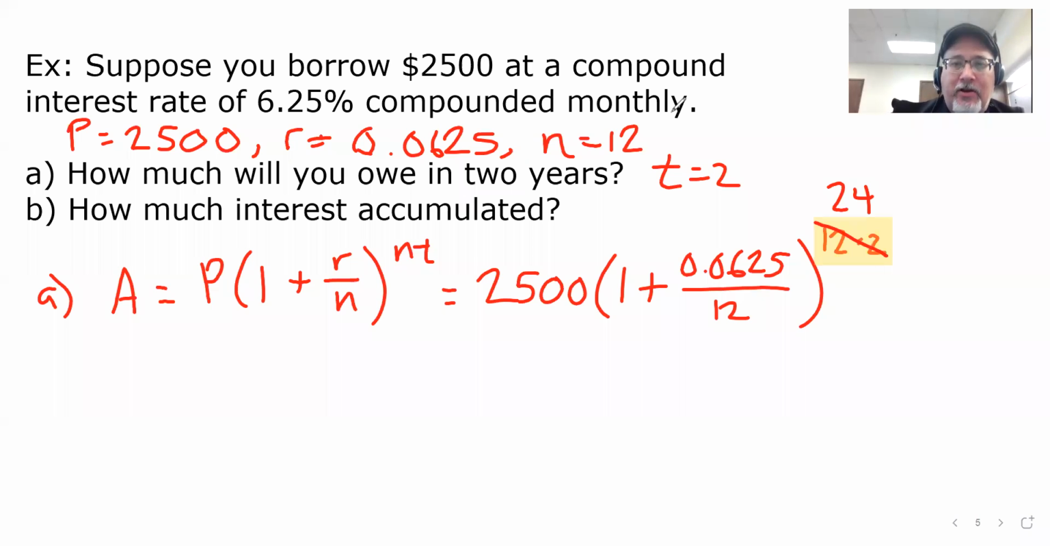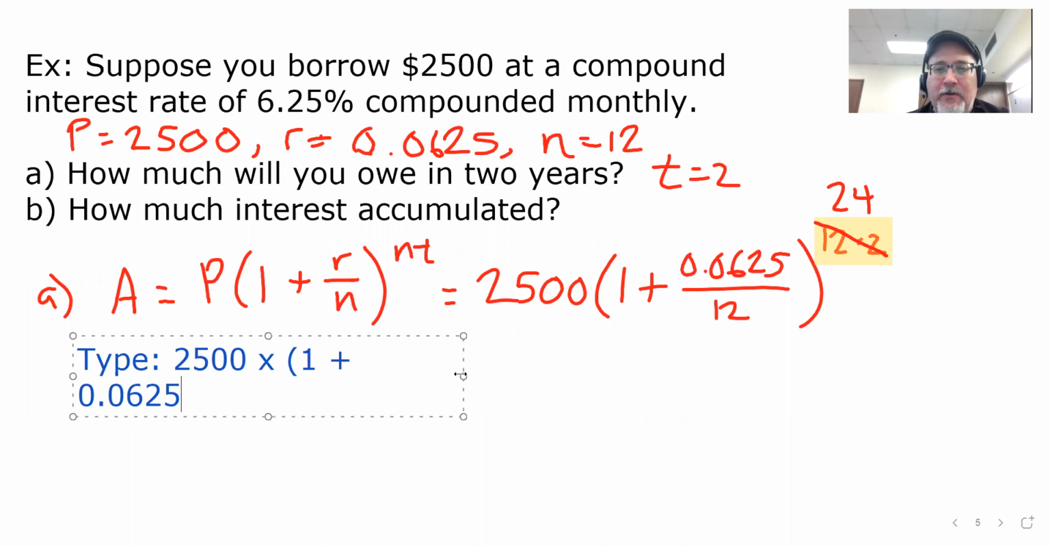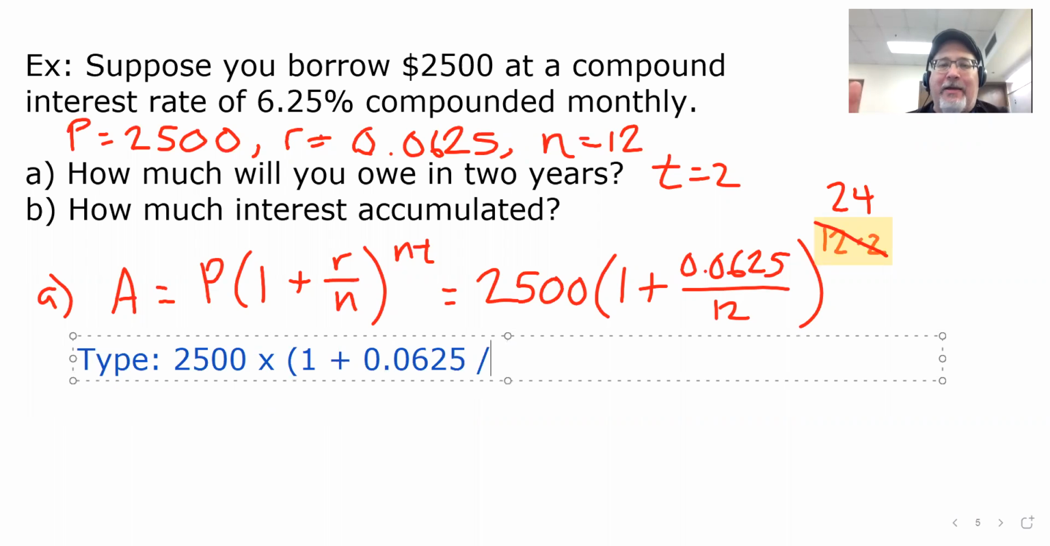in your calculator. Now, as a typing in a calculator, it would go something like this. 2,500 times, open parentheses, 1 plus 0.0625, let me widen this, divided by, and I'm going to type slash for divided by, 12, close parentheses, press your exponent button, whatever it looks like, raise it to the 24th power, and press equals.